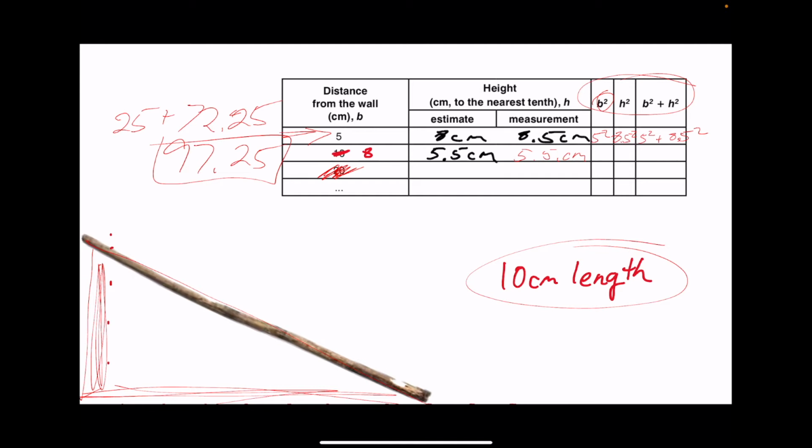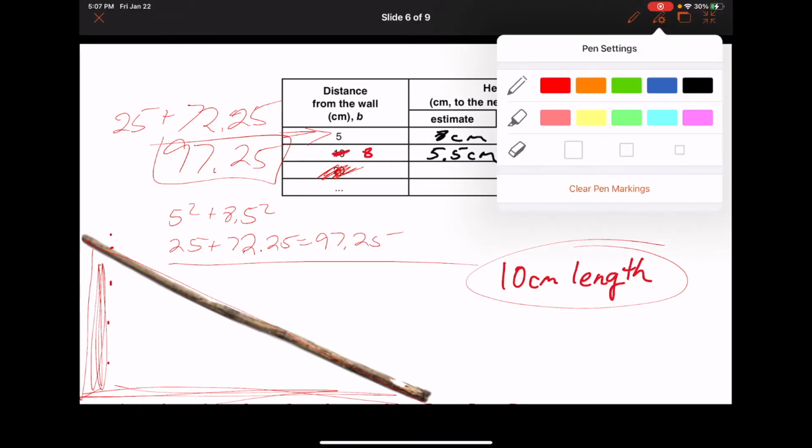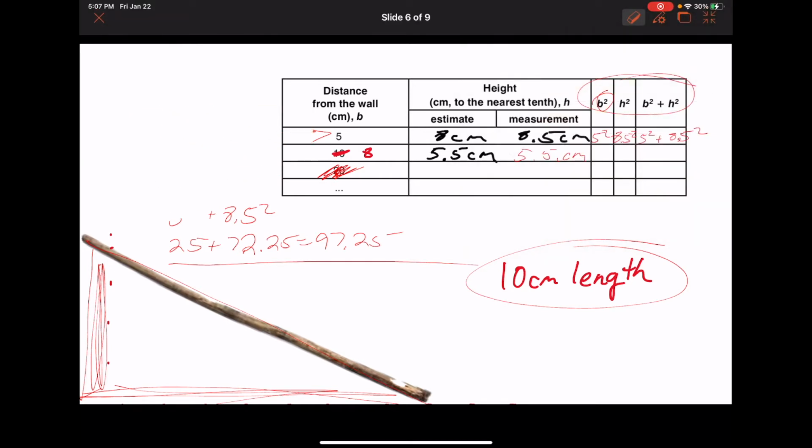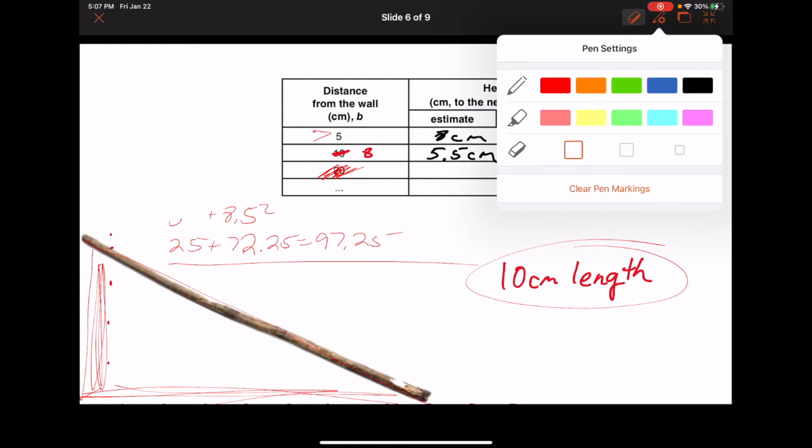So I have 5 squared plus 8.5 squared. This is 25. This is going to be 72.25, and this is equal to 97.25. Okay, just making it a little neater for you, easier to see, because we're trying to draw a connection here.